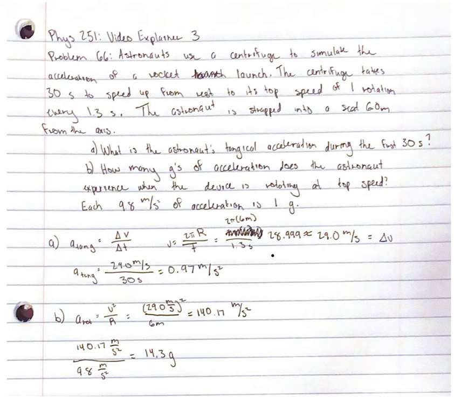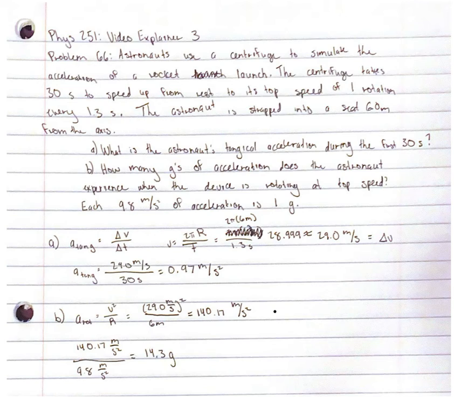And when we do this, we get a velocity of 28.999, or what we will be using for the rest of the problem, which is 29.0 meters per second. And as I stated, this will be our change in velocity. So when we plug that value into our tangential acceleration function, we get the tangential acceleration is equal to 29.0 meters per second divided by 30 seconds equals 0.97 meters per second squared. This is our tangential acceleration.